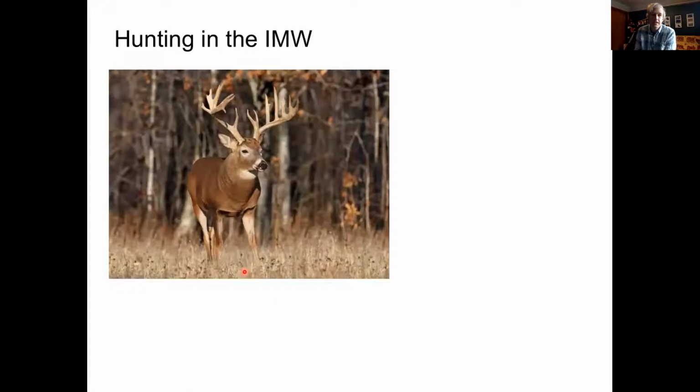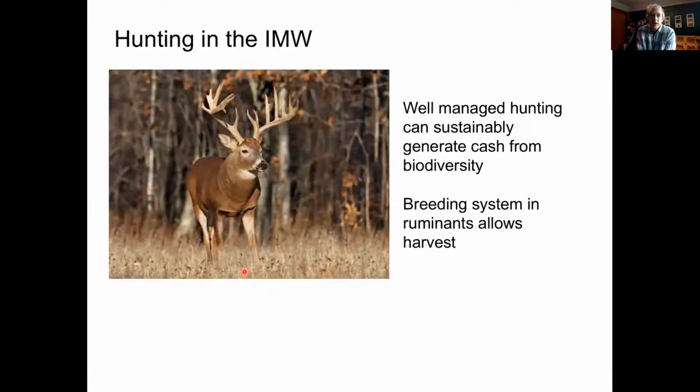So when we talk about hunting in the Intermountain West, well-managed hunting can sustainably generate cash from biodiversity. It's possible to continuously generate a good amount of money from these sort of outfits through the harvesting of biodiversity. And crucially, the breeding system in ruminants allows harvest. So ruminants are things like deer, elk, pronghorn, all those sorts of guys.